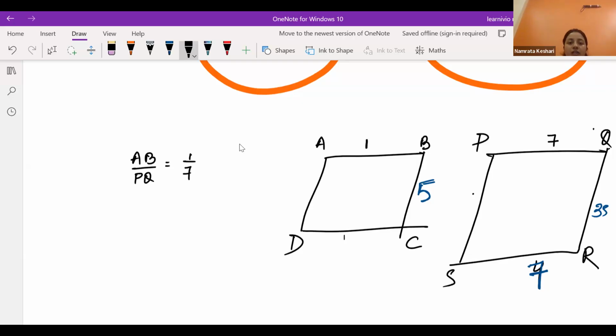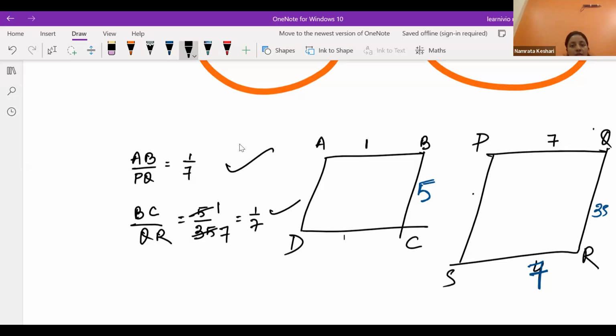Now we are checking the other ratio, that means BC by QR. That is coming out as 5 by 35. That means we will try cancelling them: 5 is 1 times 5, 35 is 7 times 5. Here also we are getting 1 by 7. If this one and this one are the same, you can understand the other two will also be the same, because we are talking about a parallelogram, right?